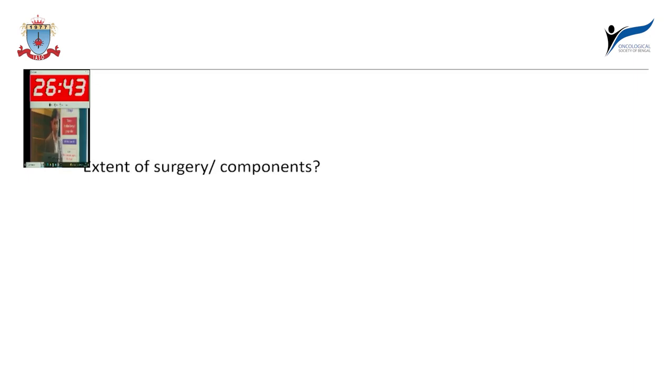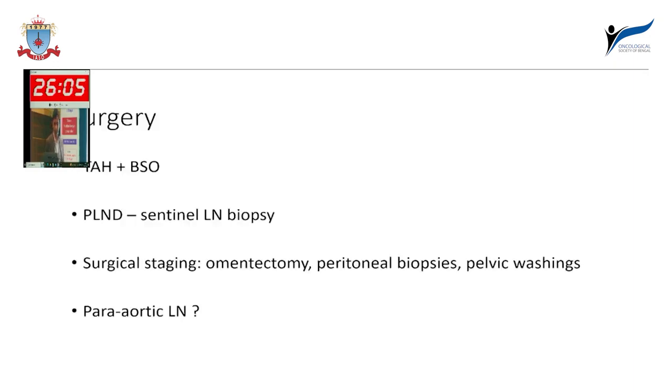Dr. John, what is the extent of surgery and the components of surgery you would like to do? Radiologically this looks like stage 1A disease, confined to the myometrium. I would go for total abdominal hysterectomy with bilateral salpingo-oophorectomy along with peritoneal cytology and peritoneal biopsies. Because there are no nodes and it is a very early disease, I wouldn't go for a pelvic or para-aortic lymph node dissection.